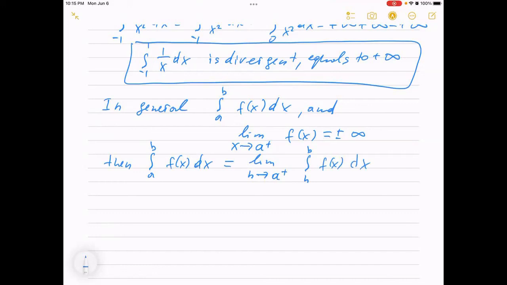Similarly, we evaluate the integral from a to b if we have a discontinuity. Usually, if we have a discontinuity in the middle, we want to break it into a sum of two integrals like we did before, and then evaluate it according to what we just wrote. So let me try to write down an example.